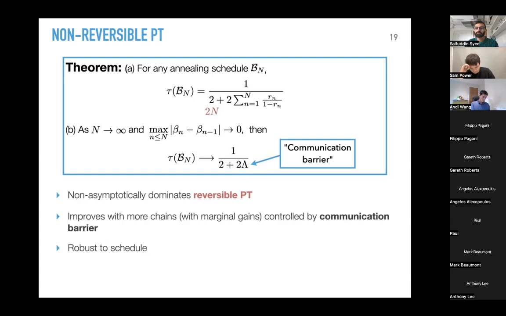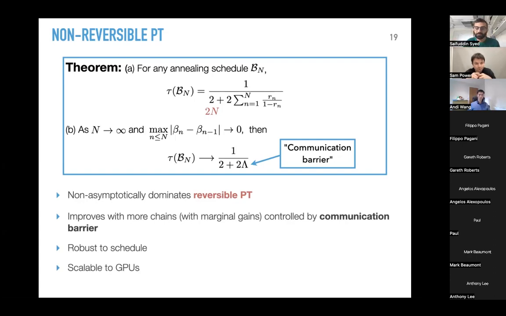But also more in particular, regardless of how you pick the schedule, as long as you pick enough chains, you're going to get this performance. So what this means is that this non-reversible PT is actually really robust to severe violations of the optimal schedule if you have enough chains. And we're going to see later, if you do pick the schedule correctly, you obviously will get significant gains.